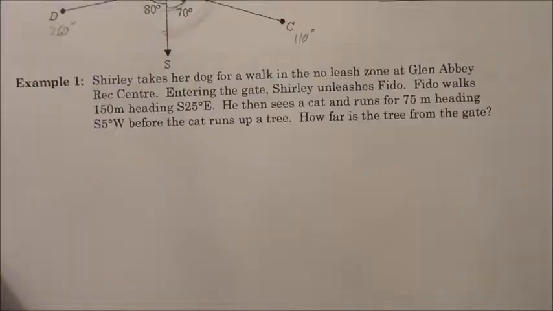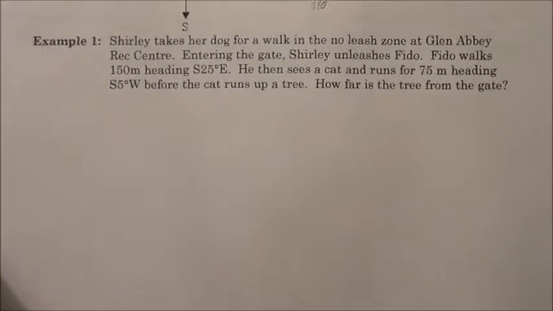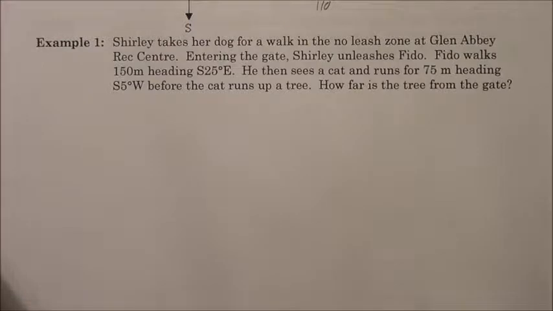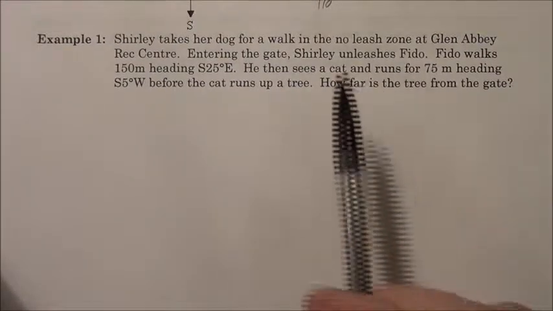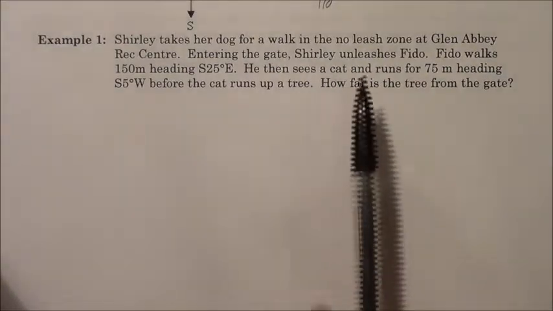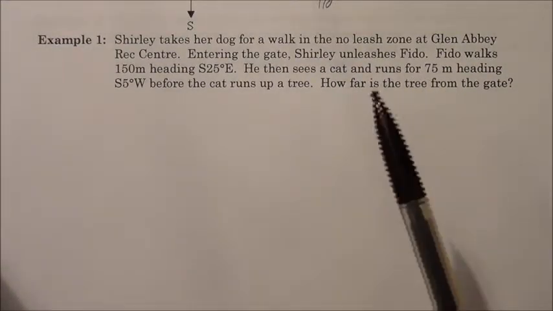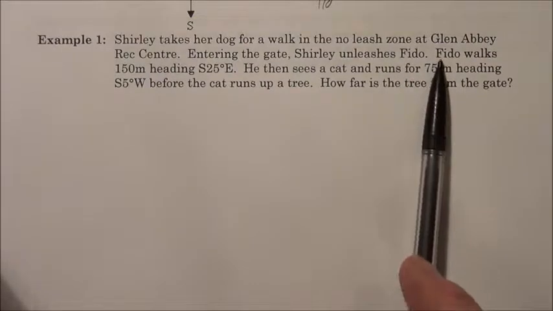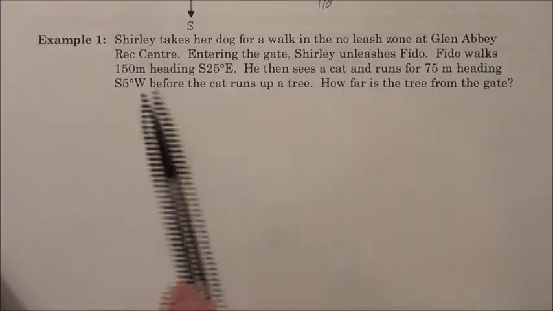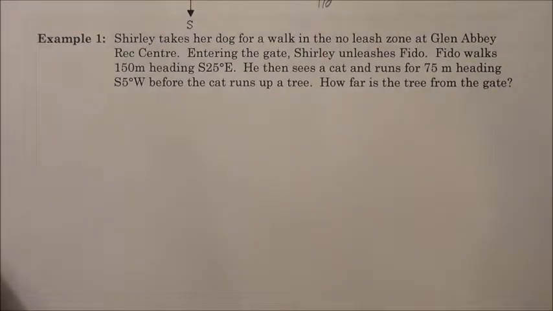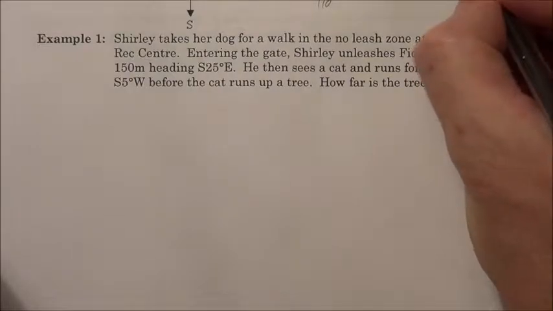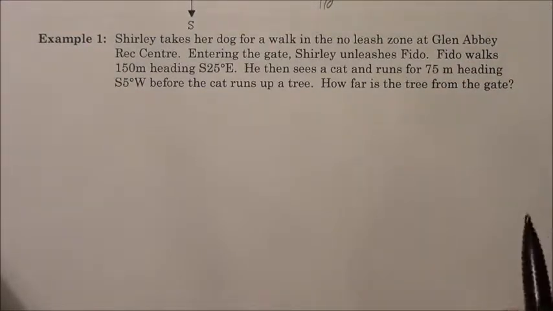Okay, let's take a look at a real world scenario here. Shirley takes her dog to a no-leash zone, and upon entering the gate, Shirley unleashes Fido. Of course, that's what you do in a no-leash zone. So the important thing when you're reading things like this, you want to draw a diagram, because if you can draw the diagram well, then that means that you're kind of halfway to solving the problem. It makes things so much easier. If you just try to do it all linguistically, you may run into troubles.